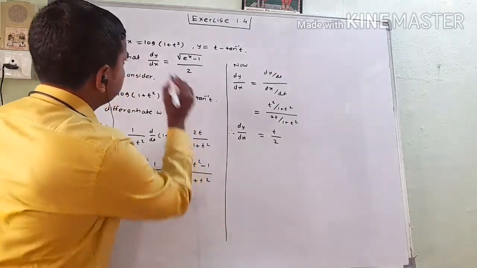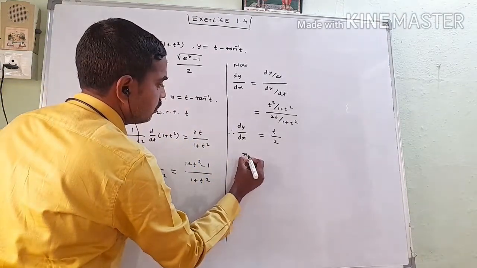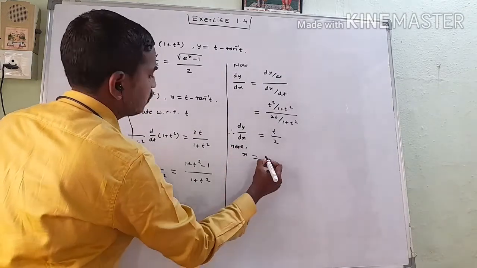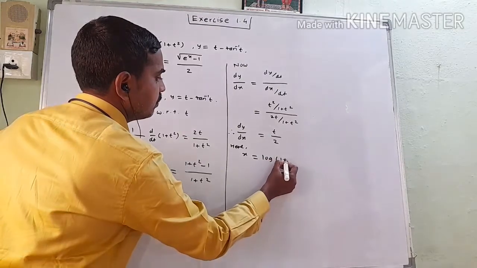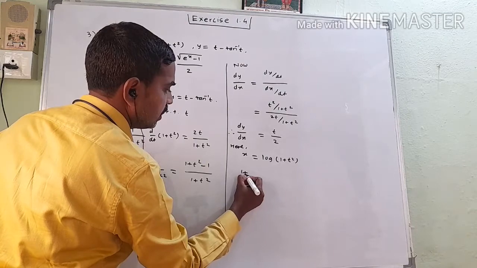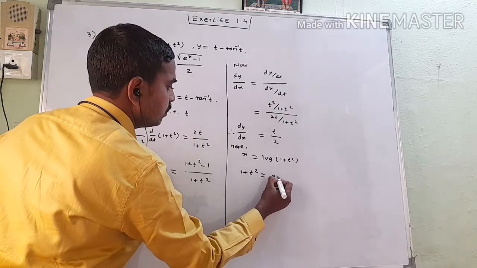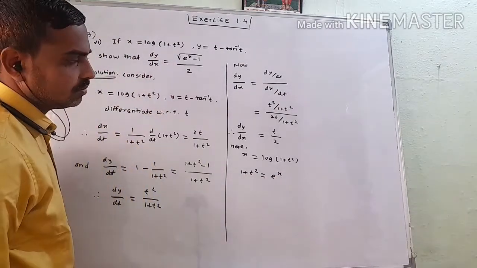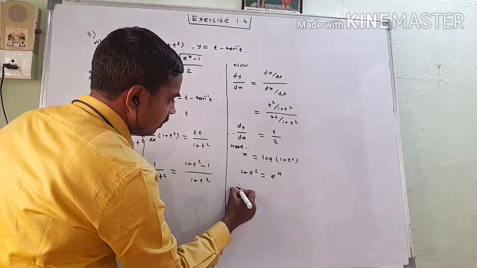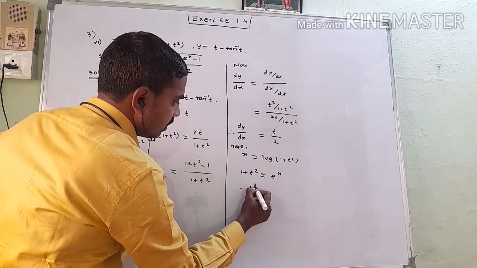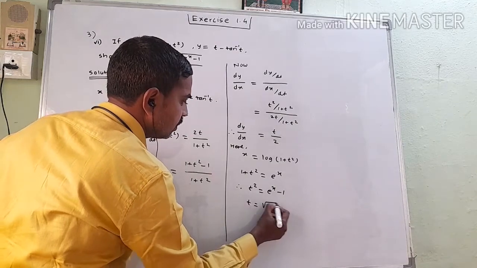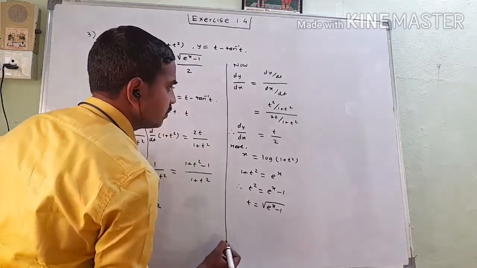To calculate this we will use the first value, x equal to log of 1 plus t square. Now to convert this into exponential form, we can write this as 1 plus t square equal to e raised to x. Therefore, t square equals e raised to x minus 1. Therefore, t equals root of e raised to x minus 1.